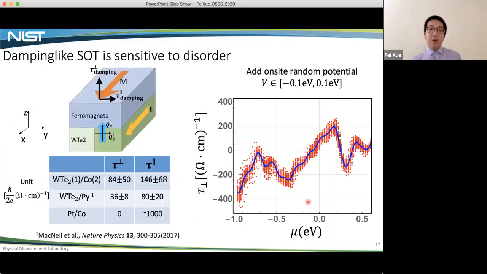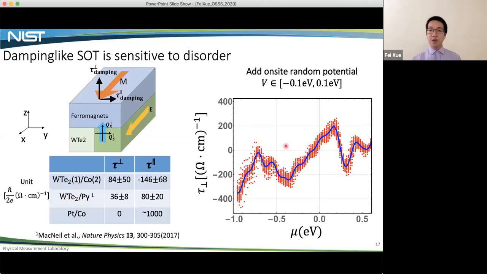So motivated by some other works, we look at how disorder changes the behavior. We add a small on-site random potential in the cobalt layer, in the ferromagnet layer, with a range quite small here, minus 0.1 to 0.1 eV. So we want to see whether the out-of-plane damping-like torque number depends on these different configurations. So here the red dots just show 40 different configurations of random potential, and we get different values of the out-of-plane torque. And the blue line is just the average of that.